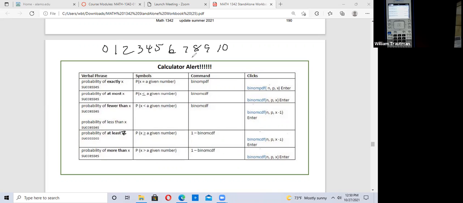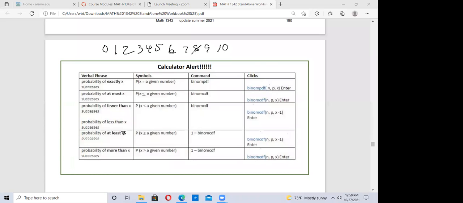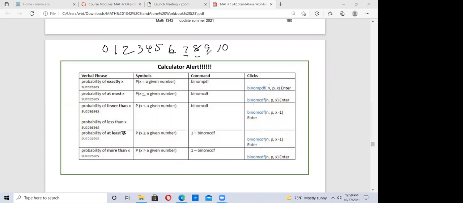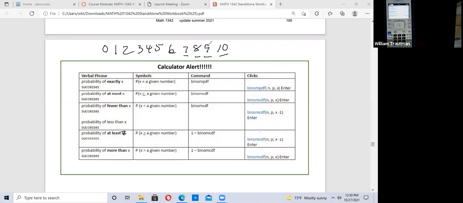So which numbers do I underline for at least 7? Can somebody tell me? At least 7. Well, at least 7 means 7 is the least. So starting at 7, these are the numbers that count in the probability. We already said at most 7, where 7 was the most. But now at least 7, 7 is the least. 7, 8, 9, and 10.